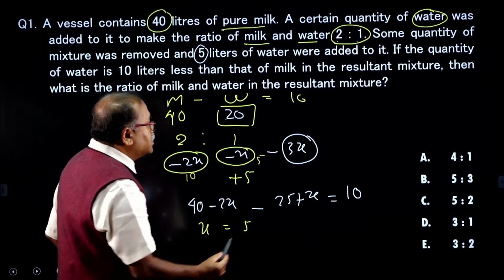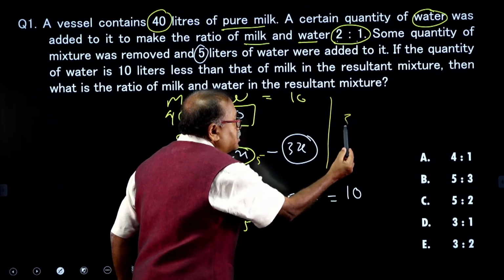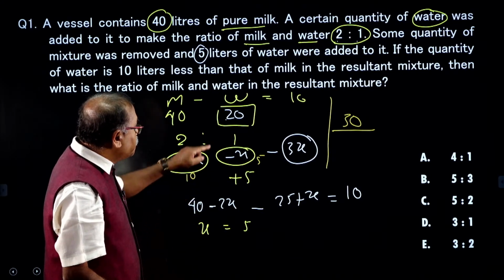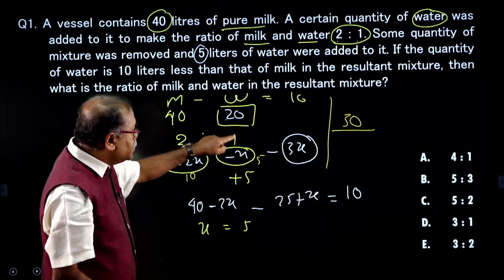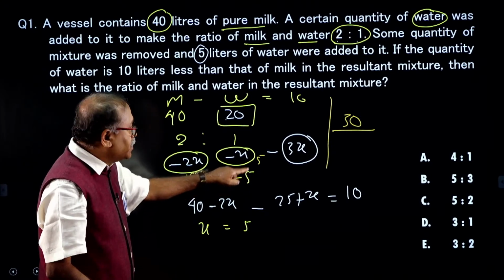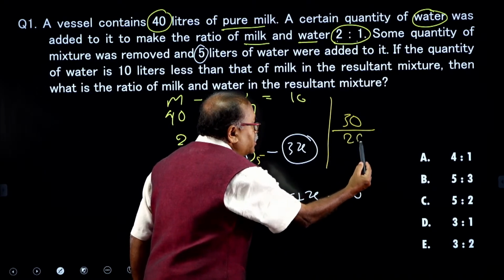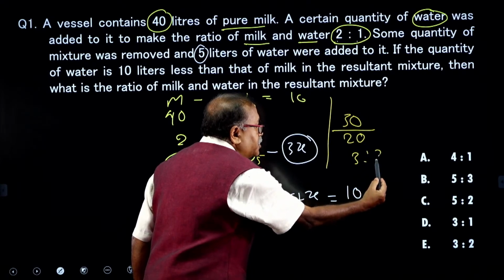So, 40 minus 10, that gives us 30, that is the milk, and what about the alcohol? That is 20 minus 5 plus 5. So, minus 5 plus 5 get cancelled, 30 by 20, my required ratio should be 3:2.